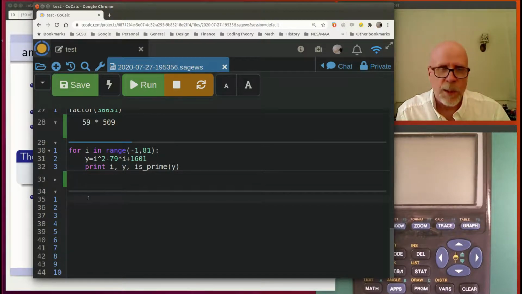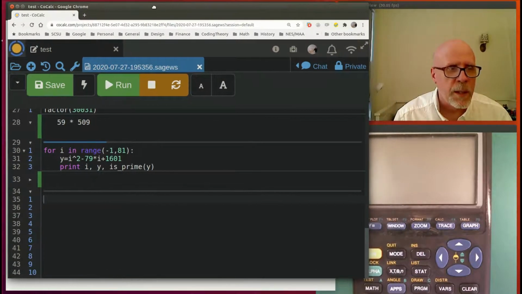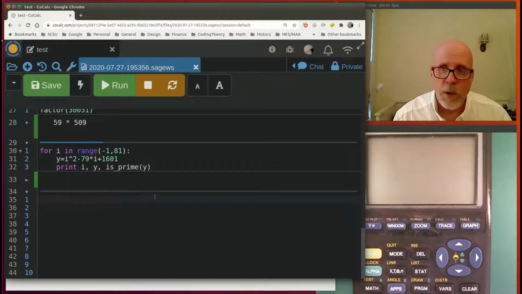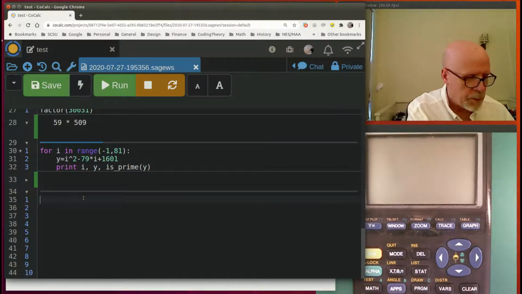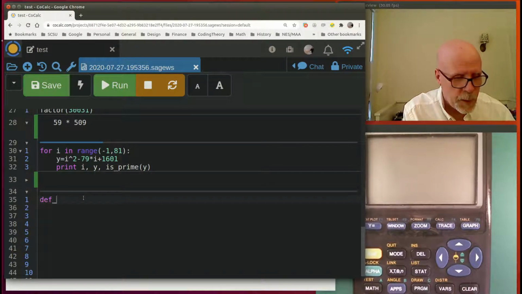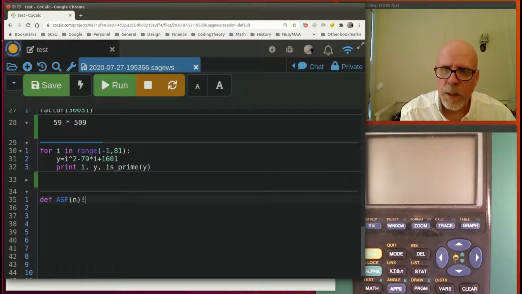All right, so I want to first do up a little Sage function that creates the alternating sum of factorials. We'll do that with the def keyword, to define a function. I'm going to call it ASF for alternating sum of factorials. It's going to have an input, let's call it n, like it was in the slide. And everything after this colon is going to be indented. That'll be the body of the definition of the function.